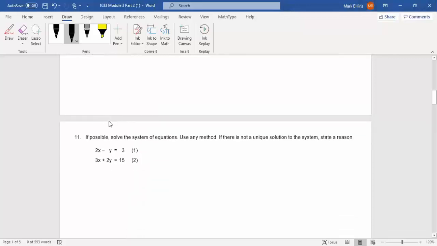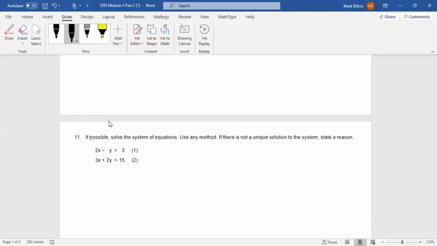Next example, again, we're going to continue on with the elimination method. So here I have 2x minus y equals 3 and 3x plus 2y equals 15. So if I added the equations as they are, neither x nor y would be eliminated. So what I need to do is multiply by whatever it takes to either make the x's opposite or the y's. I'm going to again make the x's opposite.